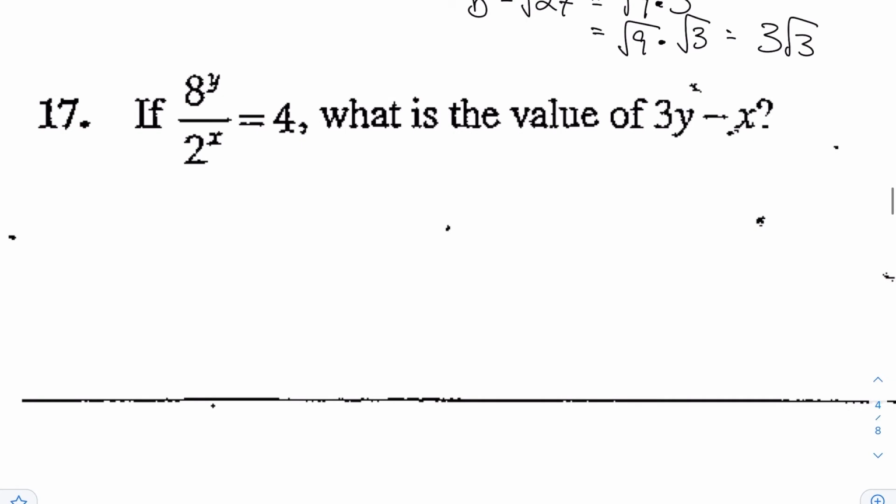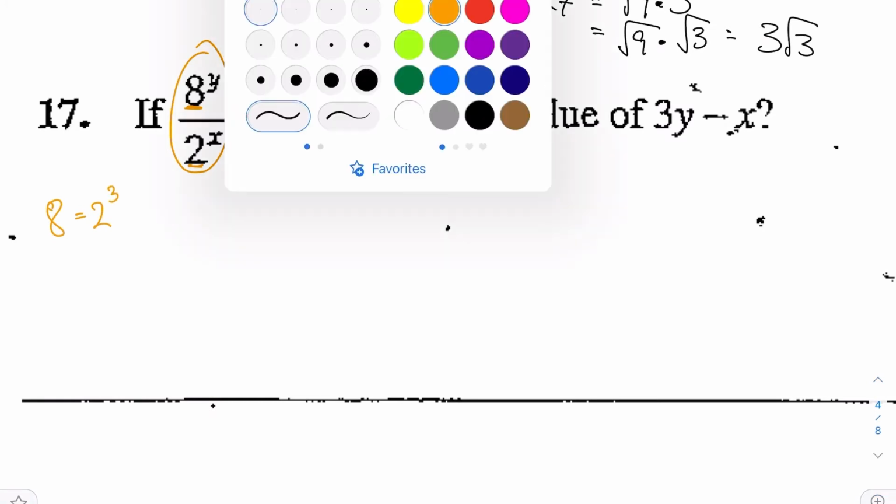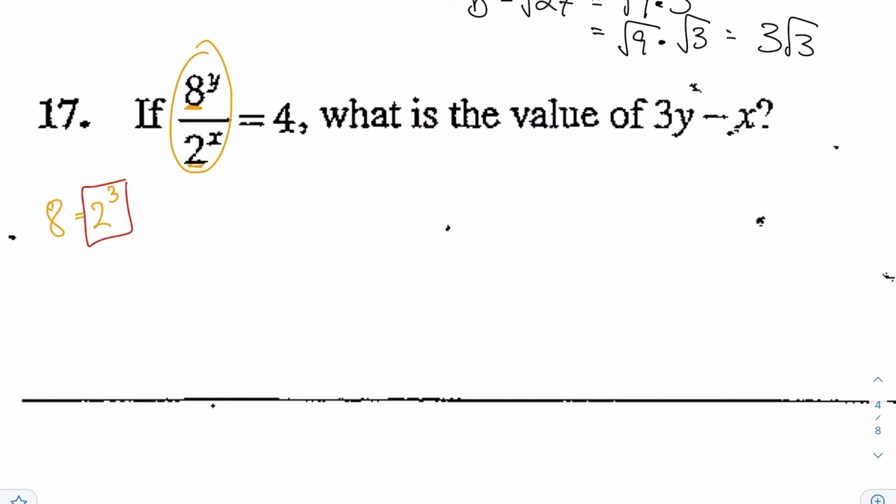All right, next one, number 17. If 8 raised to the y power divided by 2 raised to the x is equal to 4, what's the value of 3y minus x? So here we have 2 exponents being divided. So we can't actually do anything unless the bases are equal. So we have to rewrite them in the same base. Fortunately, 8 can be rewritten in the base 2. 2 raised to the third power is equal to 8. So you'll replace the 8 with 2 raised to the third power.